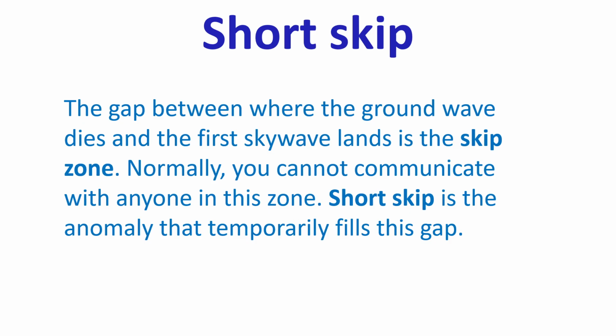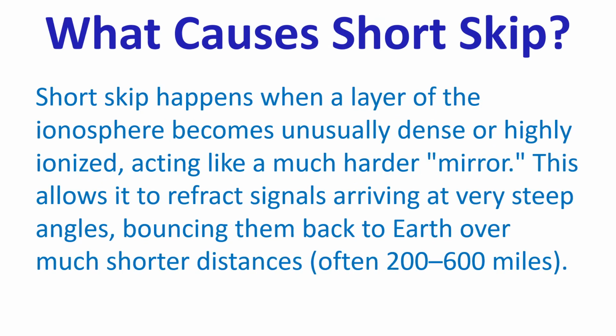Short skip is the anomaly that temporarily fills this gap. Short skip happens when a layer of the ionosphere becomes unusually dense or highly ionized, acting like a much harder mirror. This allows it to refract signals arriving at very steep angles, bouncing them back to Earth over much shorter distances, often 200 to 600 miles.